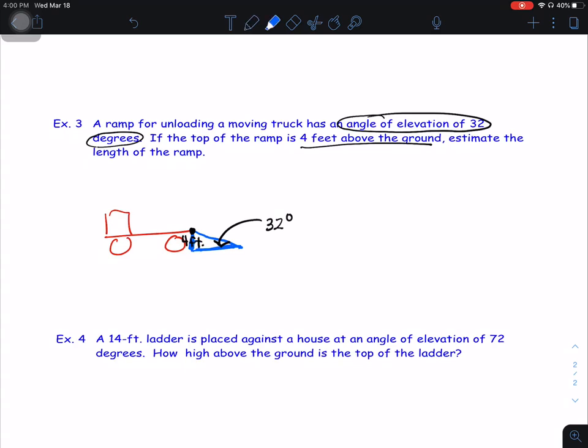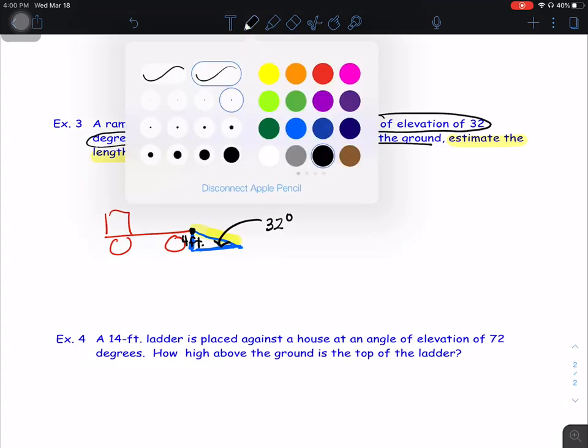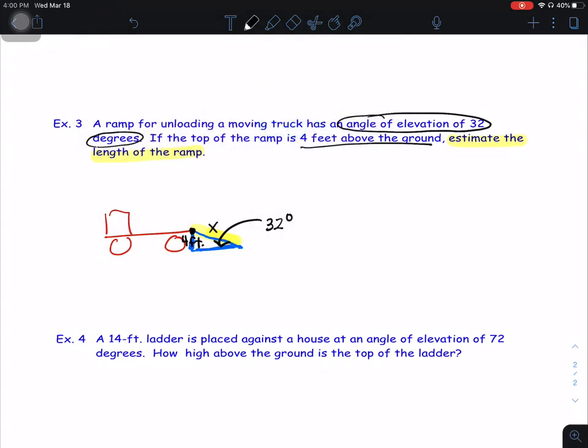The question is to estimate the length of the ramp. So what we're really trying to find is actually this hypotenuse right there, and I'm going to label that hypotenuse as x. Once again, we're tasked with figuring out which would be the best trig function to use that's going to incorporate the 4-foot side and side x. If we're using this 32-degree angle, we can see the 4-foot side would be the opposite. The hypotenuse would be x, and so for this one, we would want to use sine as well.